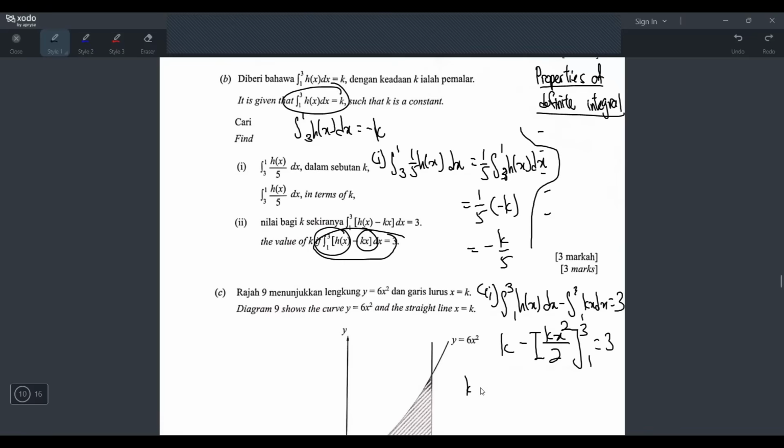And then now it becomes k minus, okay, this bracket, you have to open two small brackets like this, right? Why open two small brackets? Because one bracket is for you to sub 3 inside, another one is for you to sub 1 inside, and in the middle there must be a minus. So let's sub 3 inside. 3 squared is 9, so 9k over 2. Let's sub 1. 1 squared is 1, so 1k over 2, which means k over 2.